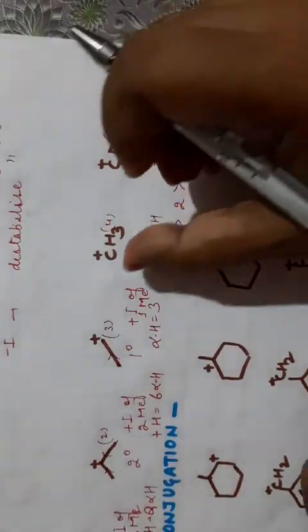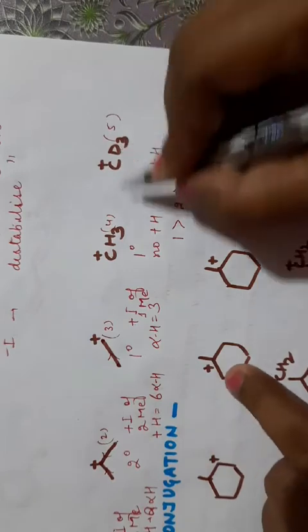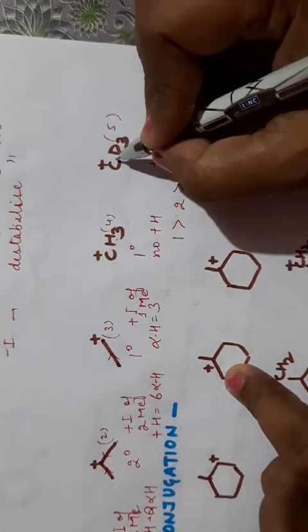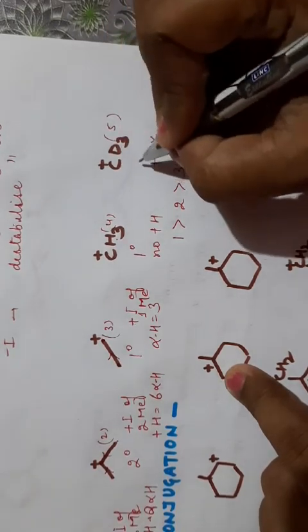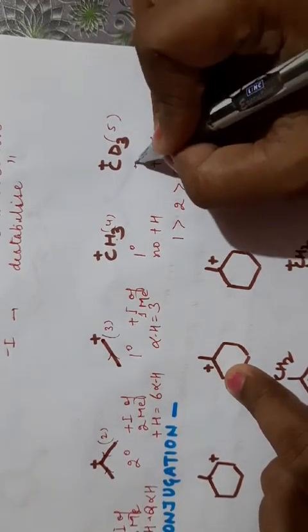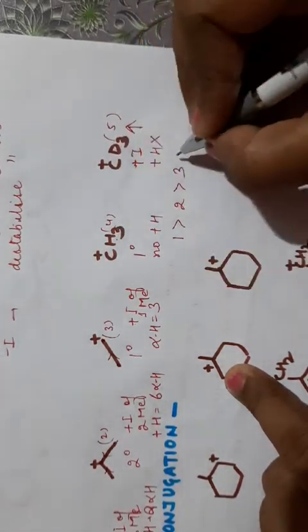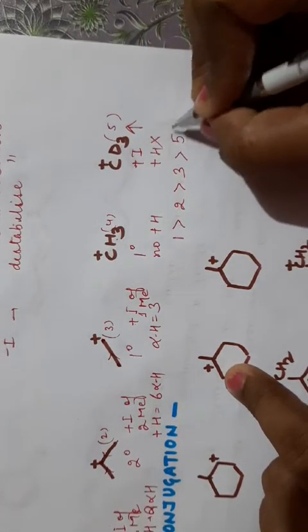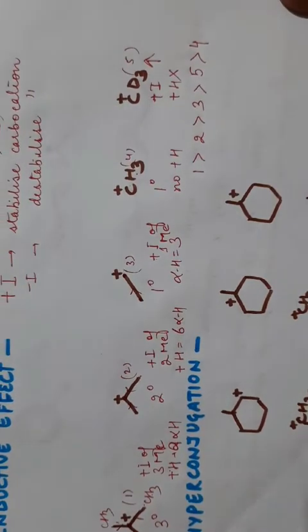Now you have to compare between these two. See, deuterium has a slightly more plus I effect as compared to hydrogen. So plus I effect will be more in case of this. There is no plus H effect here. There will be plus I effect slightly better than CH3 or hydrogen. So next is 5 and then 4. So this is the arrangement you can make on the basis of inductive effect.